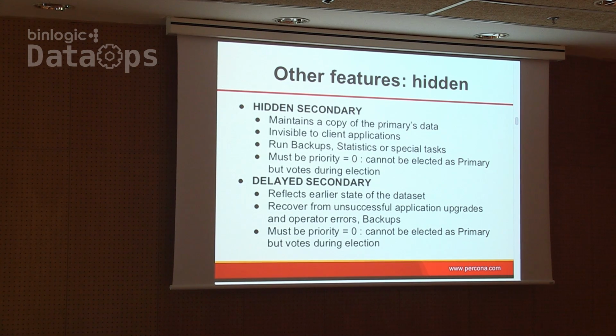So, for example, someone deleted some data that he was not supposed to delete. We can recover this data using a delayed secondary node. Also, delayed nodes must be priority 0, so they cannot be elected as the new primary, but delayed nodes can vote during an election for a new primary.